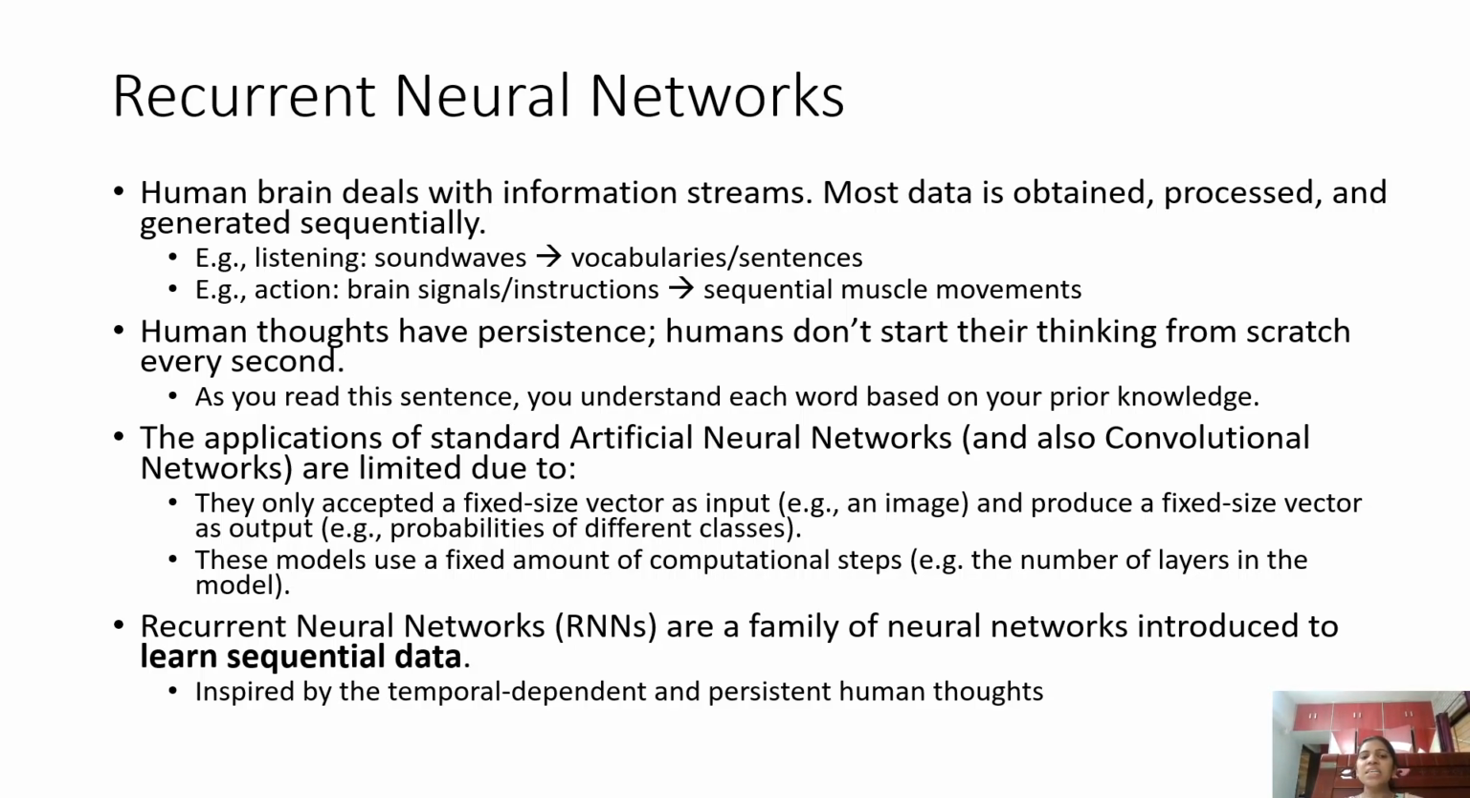Recurrent neural networks are a family of neural networks created for learning sequential data. Sequential data means sentences, frames, videos, etc. Actually, these are inspired by the temporally dependent or persistent human thoughts. So which are these sequential information? As I already said, sentences, video frames, etc. Now we will see what are the different types of sequences we have.